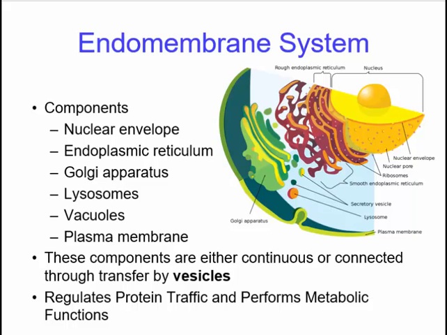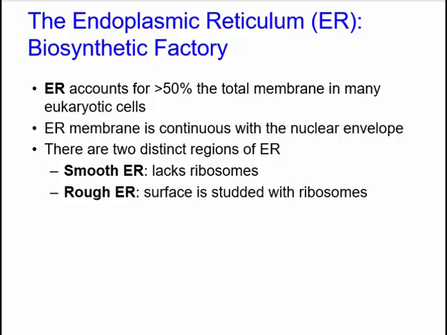All right, so material gets moved around through these little transport membrane bound structures called vesicles. And those will move material between these different structures. The endoplasmic reticulum accounts for a lot of that membranous stuff in eukaryotic cells. There's two kinds of ER, the smooth and rough. They're smooth and rough because one lacks ribosomes, that's the smooth, and one has ribosomes all over it.